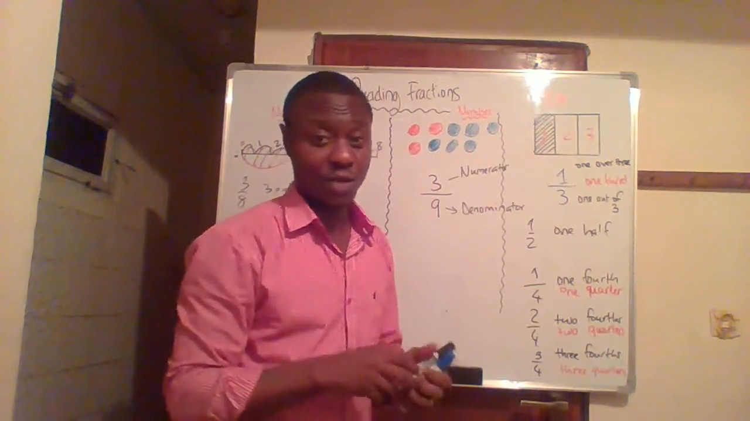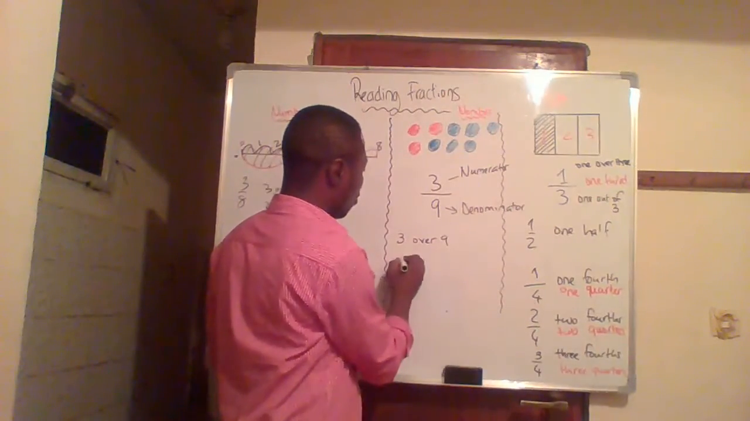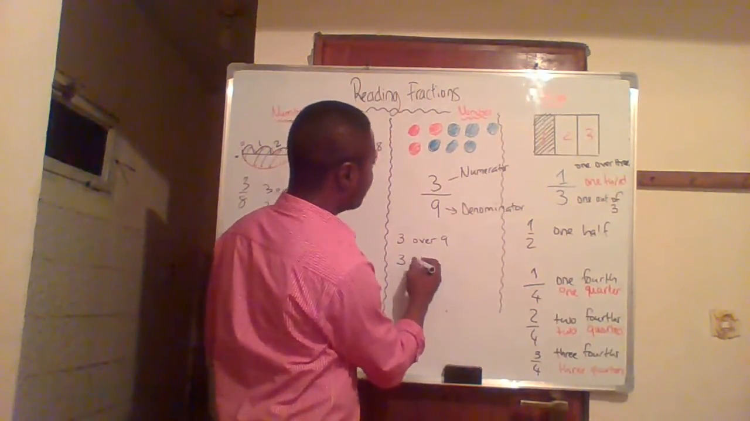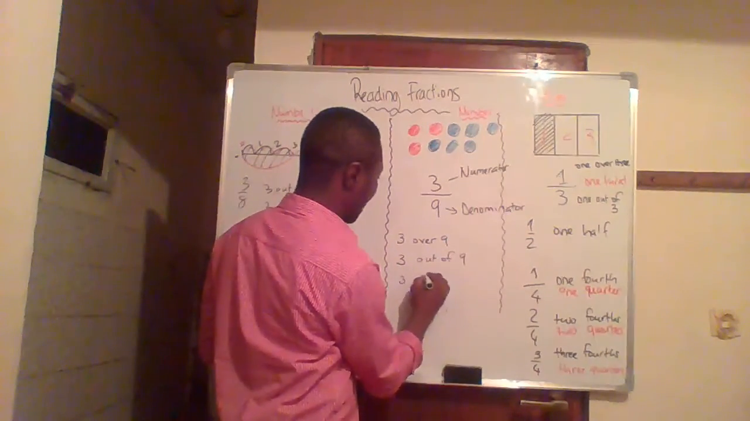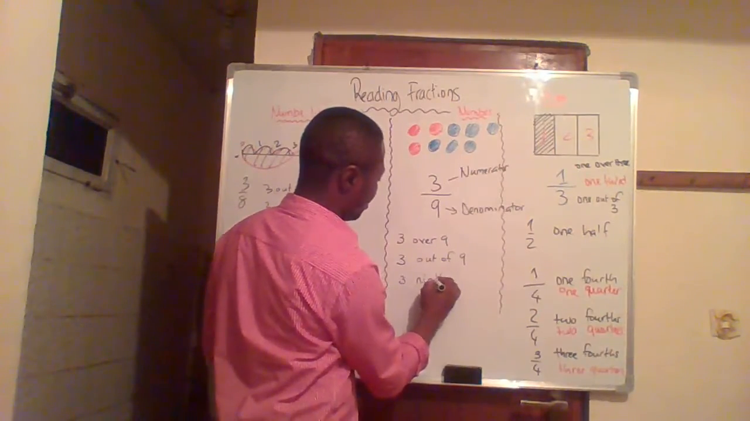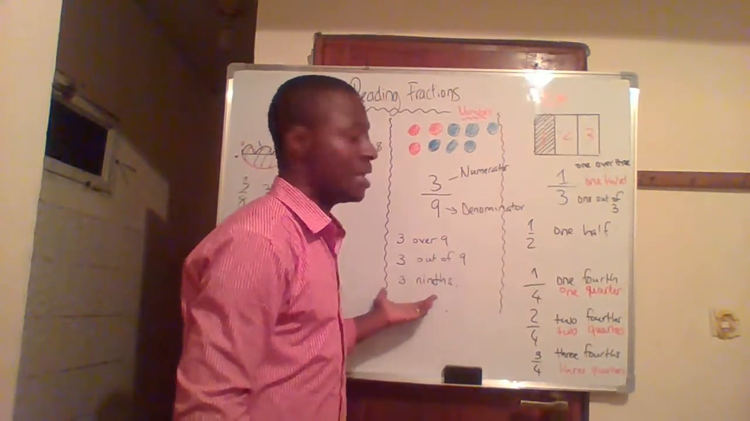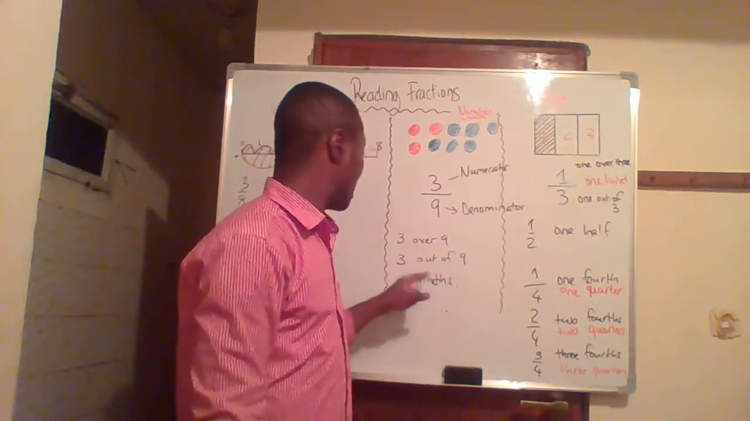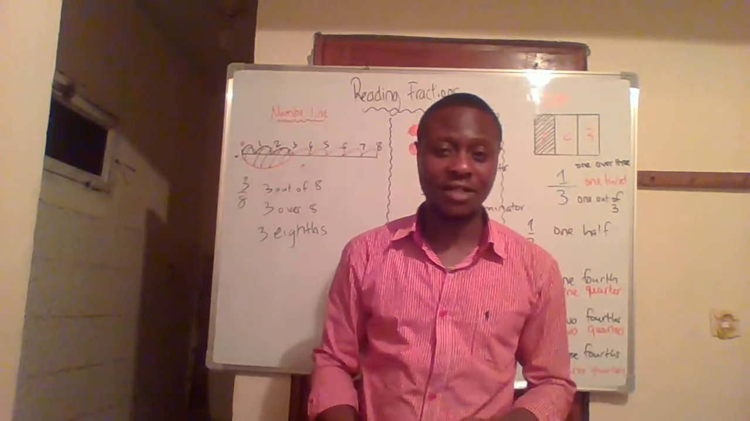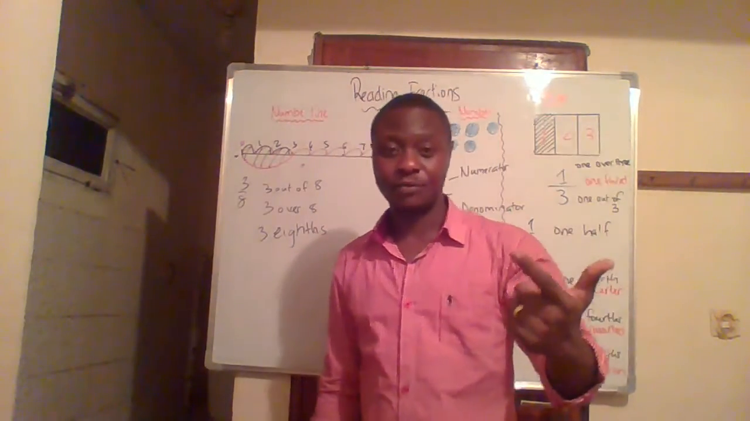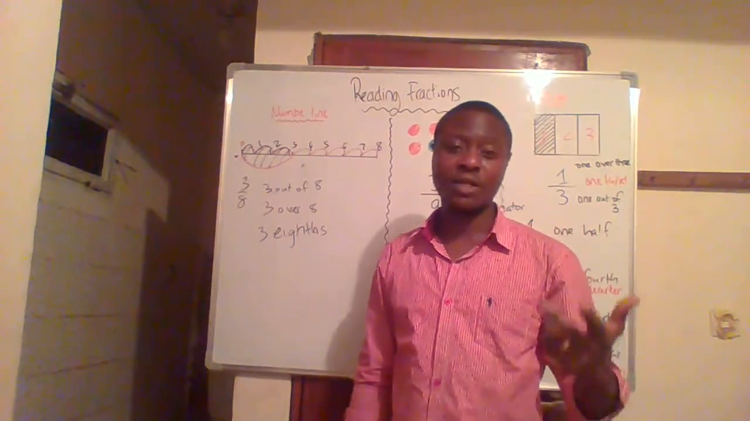Remember, there are ways to name the fraction. I can call it 3 over 9, or 3 out of 9, or 3 ninths. So here, ninths, because I'm using the ordinal numbers. Here it's out of and over. So those are the 3 ways to name the fractions. Now remember, you name the fraction by using over, by using out of, and by using ordinal numbers.